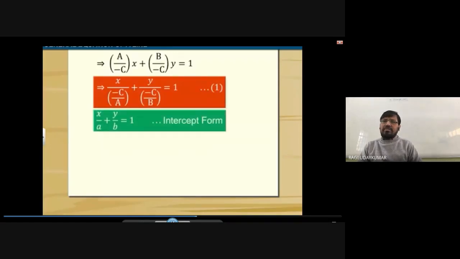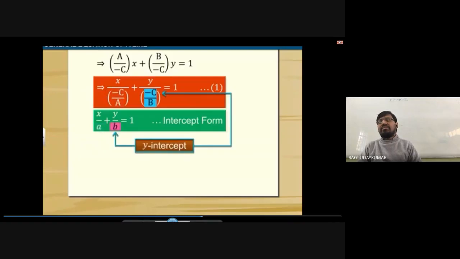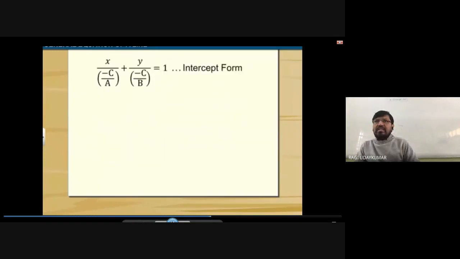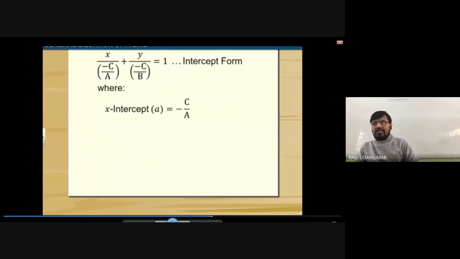1. Intercept form. So in this, the x intercept is minus c by a and the y intercept is minus c by b. So this is the intercept form, where the x intercept a is equal to minus c by a and the y intercept b is equal to minus c by b.